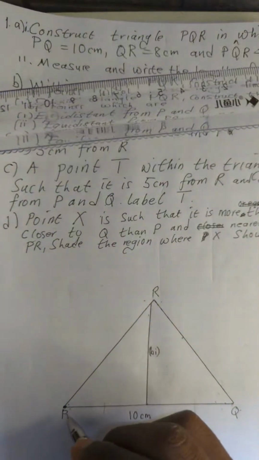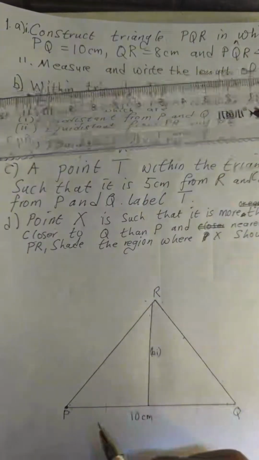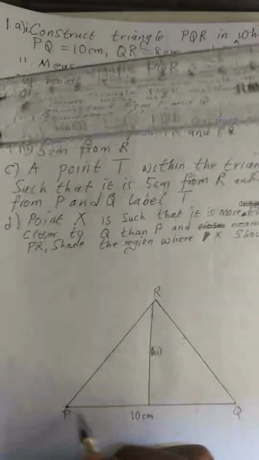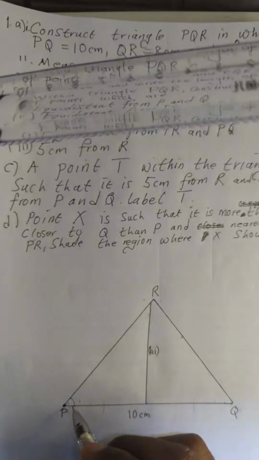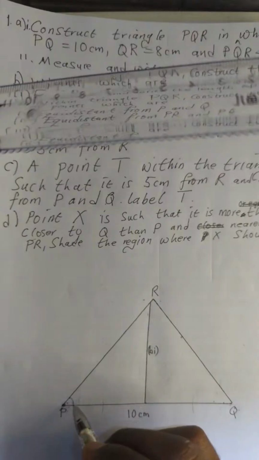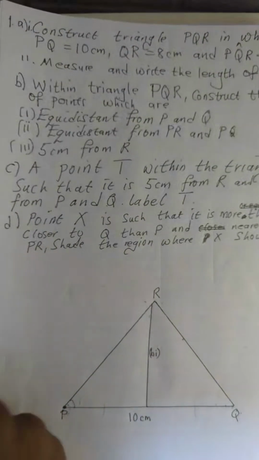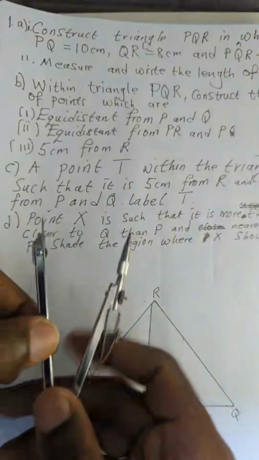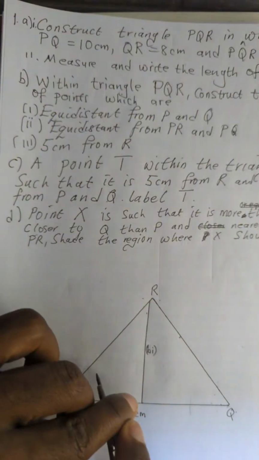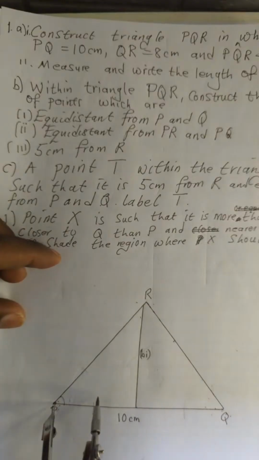In short, we're talking about the middle of PR and PQ, which is called an angular bisector. Because PR and PQ form an angle here, right? So we're talking about an angular bisector, a line that cuts this angle in half. So you get your instrument, you stand here, maybe make the length a bit small, and do an arc here and an arc here.